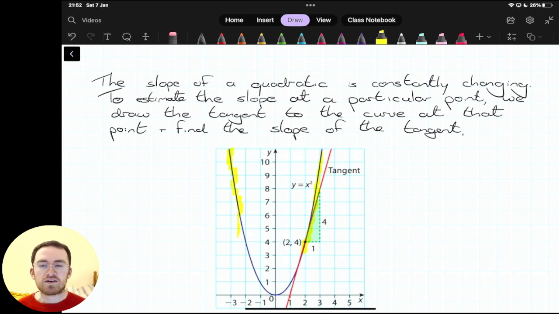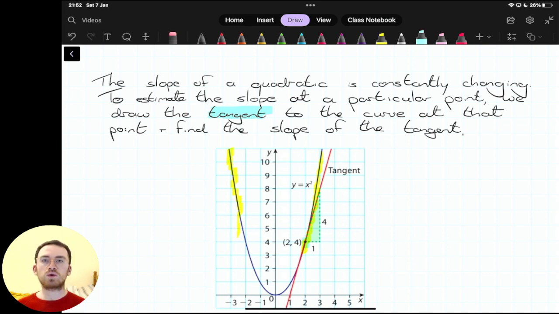So what we've written here, if we talk through this, is that in order to estimate the slope at a particular point, we draw a tangent to the curve. That's this phrase here, tangent to the curve. And a tangent is a line that touches the curve at just one point. So we have an example of one here, touching the curve at 2, 4, and then it goes way off. It doesn't touch the curve at any more points.